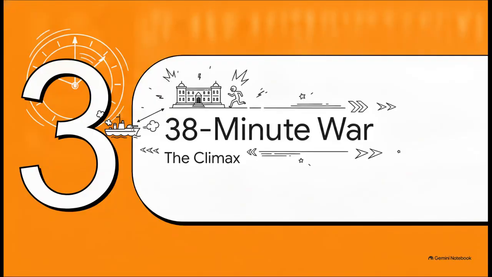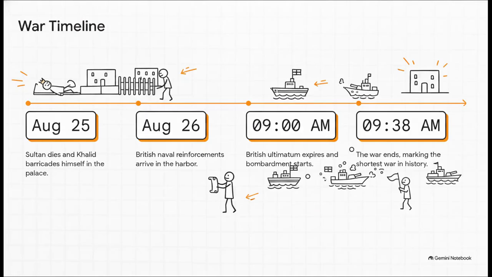Section 3. The 38-Minute War. So, to build tension for a battle that was effectively over before it even began, we need to rapidly follow this timeline. On August 25th, the Sultan dies and Khalid barricades himself in the palace. By the 26th, British naval reinforcements arrive right in the harbor. The British issue an ultimatum for Khalid to step down, which he blatantly ignores. He actually keeps his limited artillery pointed directly at the modern warships. The tension peaks at 9 a.m. on August 27th, and incredibly, by 9:38 a.m., the entire war is over.